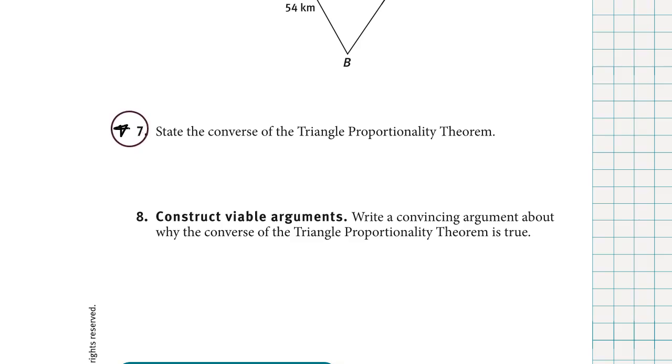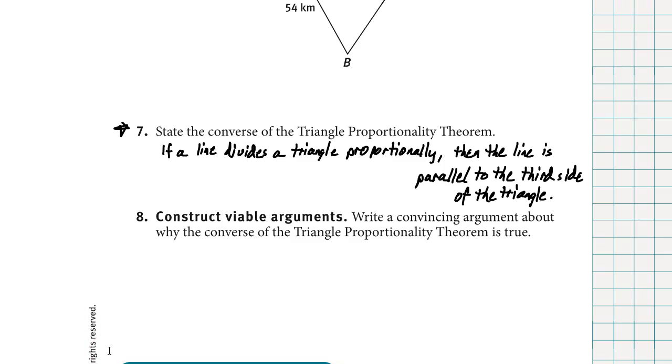Now on the next page on problem 7, it says state the converse of the triangle proportionality theorem. A converse is when you take a sentence in if-then form and you reverse the order of the sentence. It might look something like this. If a line divides a triangle proportionally, then the line is parallel to the third side of the triangle.